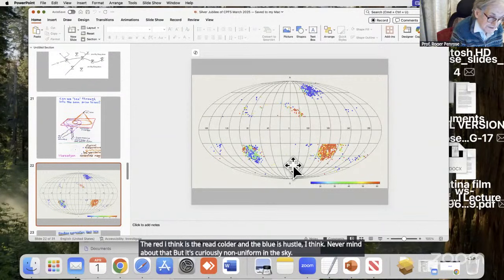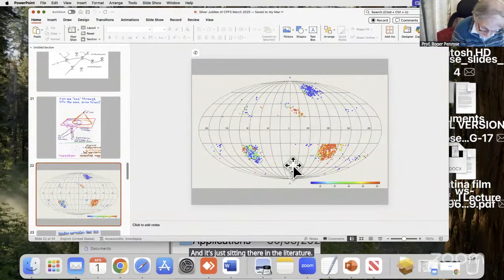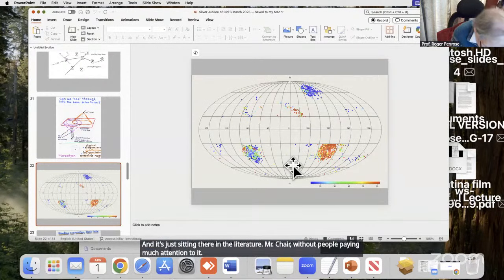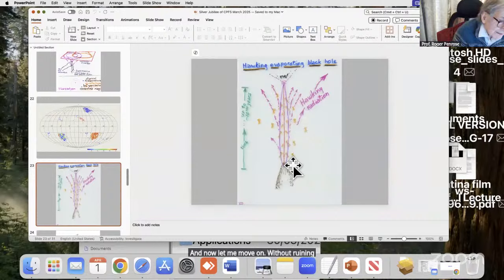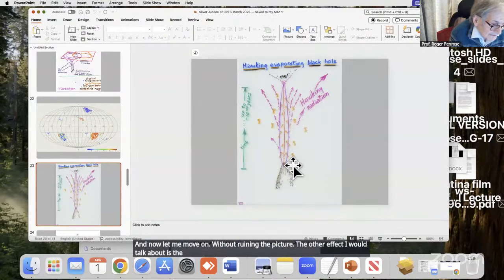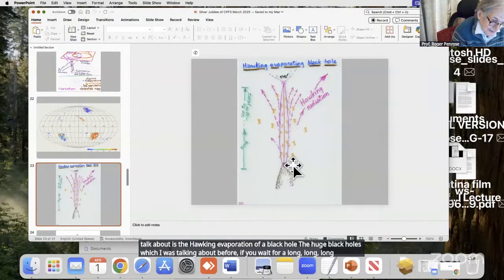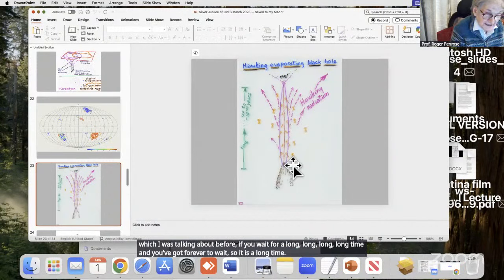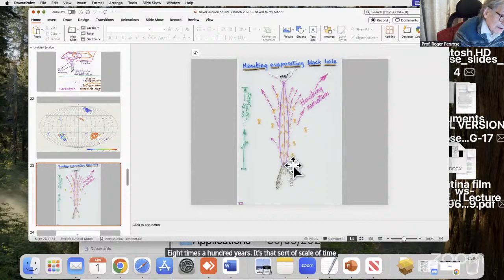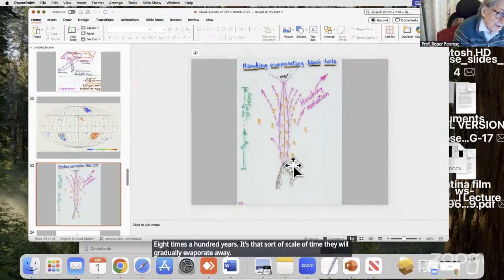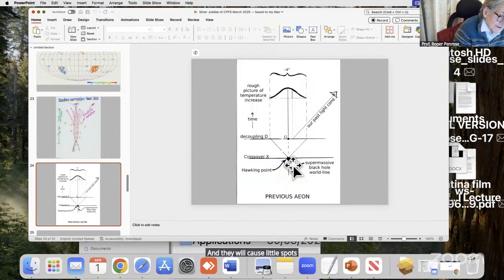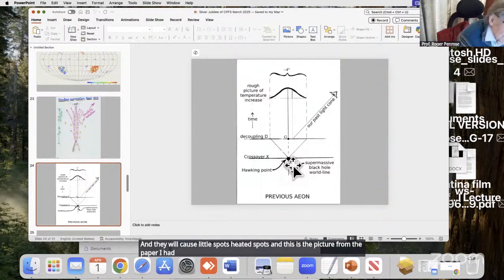I've never had an explanation of this picture before. It does seem to be a good picture, and it's just sitting there in the literature without people paying much attention to it. Now let me move on without ruining the picture. The other effect I would talk about is the Hawking evaporation of a black hole. The huge black holes, which I was talking about before, if you wait for a long time, and you've got forever to wait, so it is a long time, say in terms of 100 years, it's that sort of scale of time, they will gradually evaporate away, and they will cause little spots, heated spots. And this is the picture from the paper I had with Christoph Meissner and colleagues, where we looked for this effect.